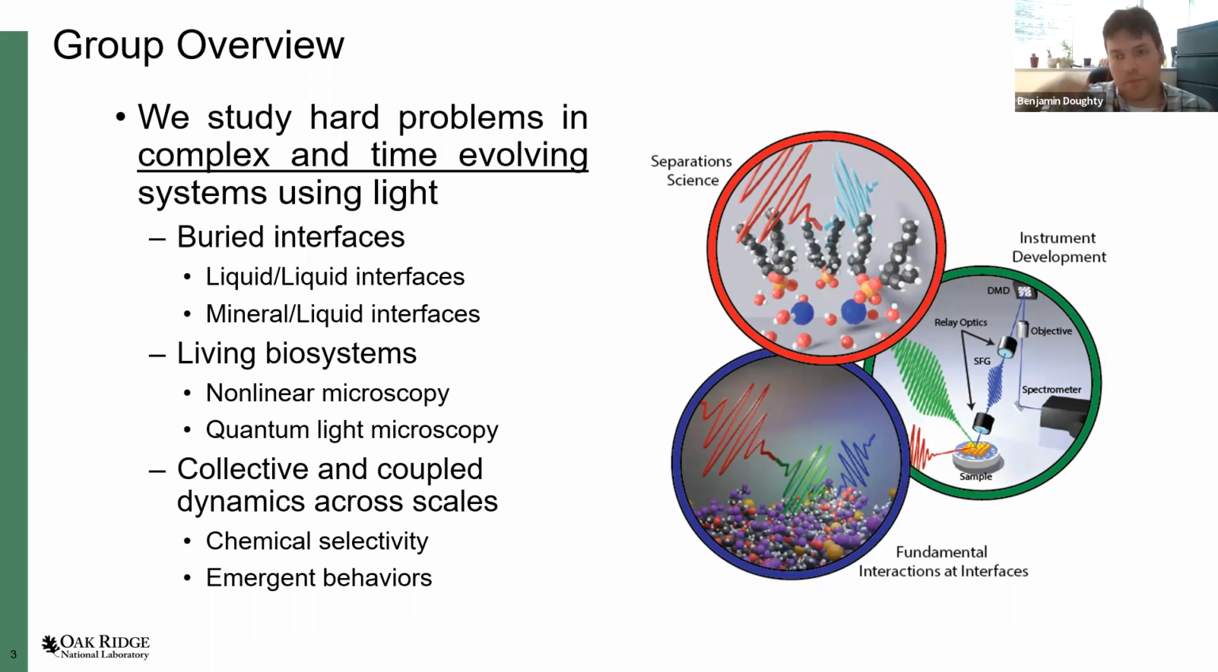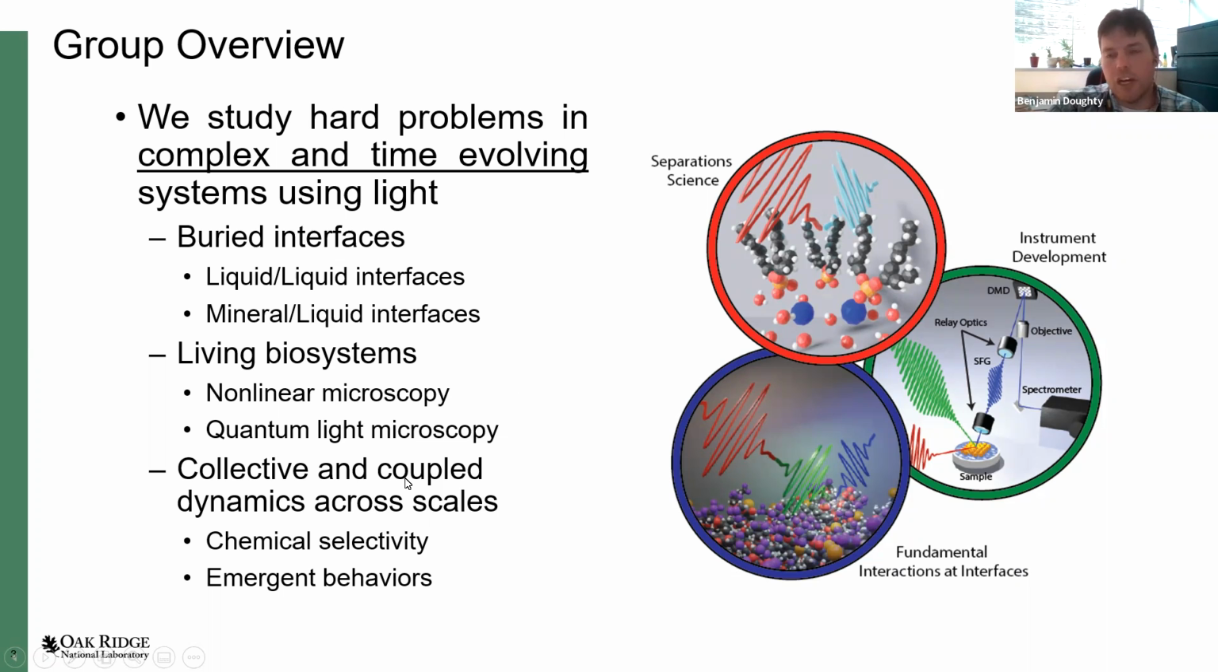So our group in general can be summarized as really understanding hard problems in complex and time-evolving systems. We develop instrumentation and tools that focus, generally speaking, on nonlinear spectroscopies that are designed to target certain interfaces or chemical processes of interest. Of those are liquid-liquid interfaces and mineral liquid interfaces that we're funded to do in the context of separation science. But these tools have found their way into imaging biosystems using nonlinear microscopies that we develop. And then we're looking into the idea of using quantum light microscopies to image things at ultra low light. This is a growing field that we're pushing into.